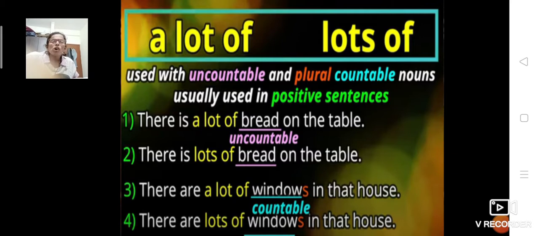See, there is a lot of bread on the table. There is lots of bread on the table, right? So you can see that in both of these, they have not used "breads" there. They are using the words lots and lot. Next, you see there are a lot of windows. Here for plurals also we can use it in such a way: a lot of windows in that house. It's a countable noun. There are lots of windows in that house. They are almost the same, children, but we can use them for singular and plural both, and for uncountable nouns also we do use that.